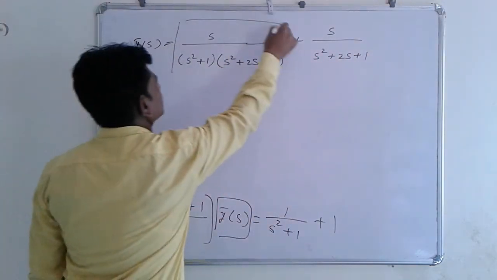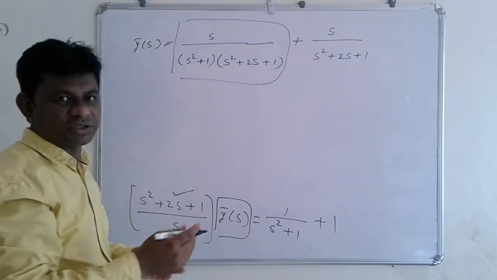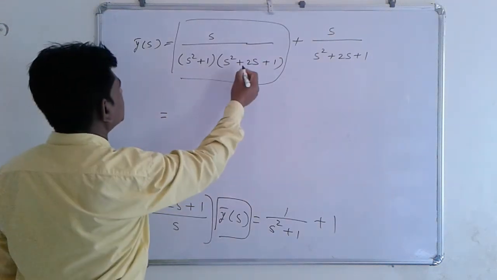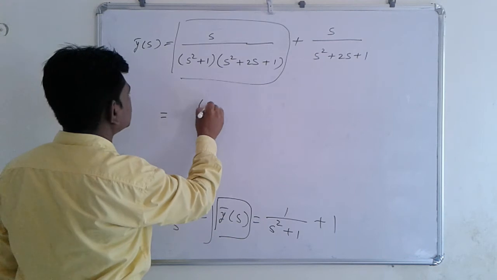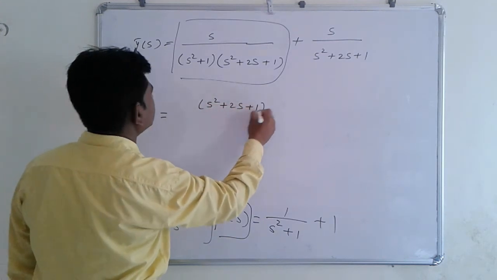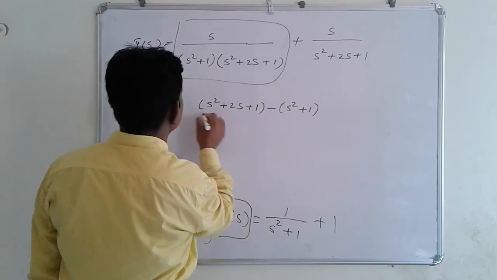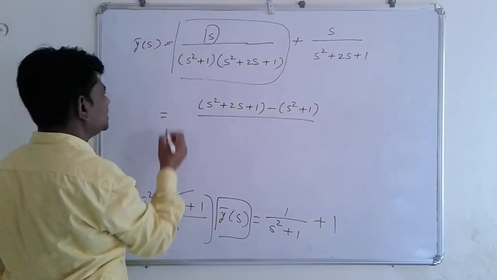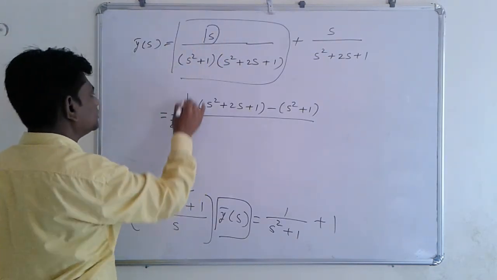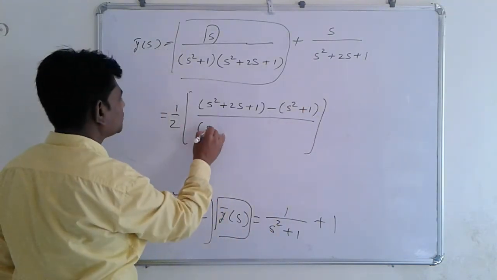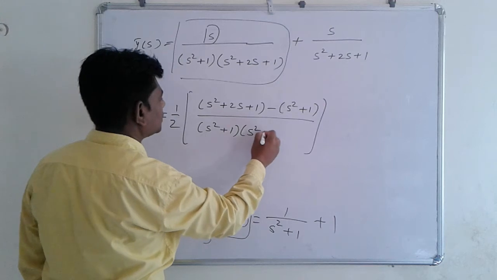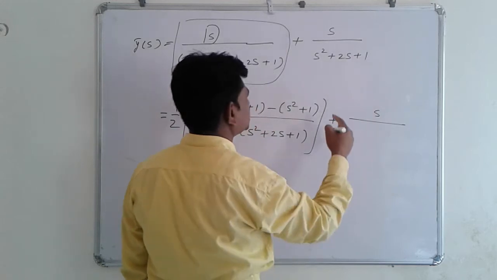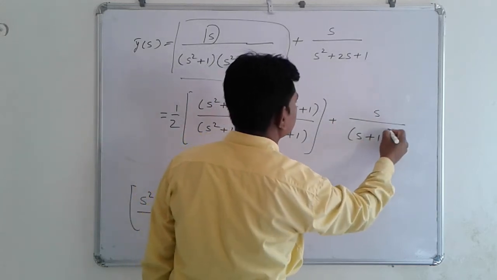Now we resolve this fraction into partial fractions by using an easy trick. So this is equal to, now the difference of these two factors, s square plus 2 times s plus 1 minus s square plus 1, now its answer is 2 times s. So balancing these two, by using 1 by 2, upon s square plus 1 times s square plus 2 times s plus 1, plus s upon s square plus 2s plus 1, which is s plus 1 whole square.